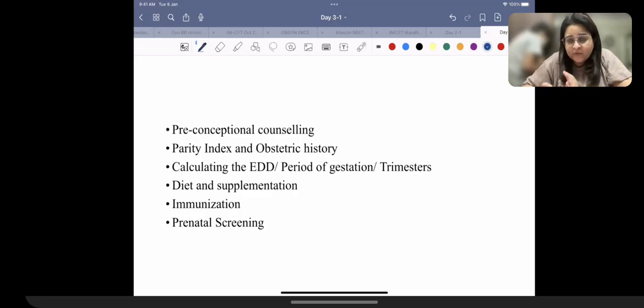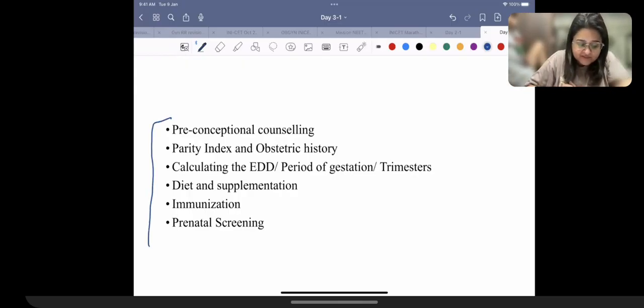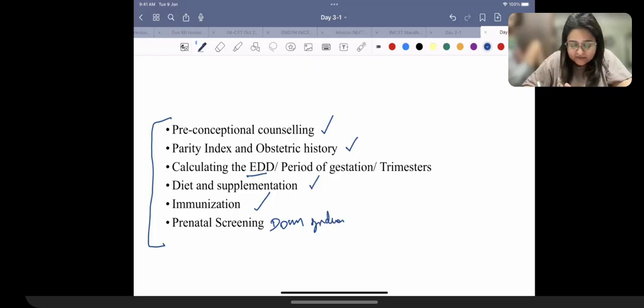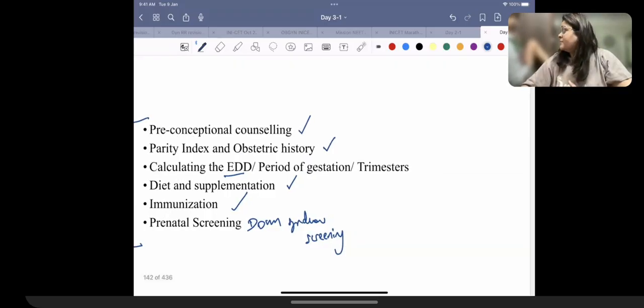Okay, now coming to the next thing. The remaining part of our lecture today is all this. So we'll try to finish this in an hour. Let's see how much we can do. The first is preconceptional counseling. Then we will be discussing how to calculate the parity index, how to write the obstetric formula, then calculating the EDD, then a bit about iron and calcium and folic acid, immunization, and here we'll be mainly discussing Down syndrome screening. Okay, then I have some images in the end, which maybe we can do tomorrow or today. Let's see, depends on how much time permits.